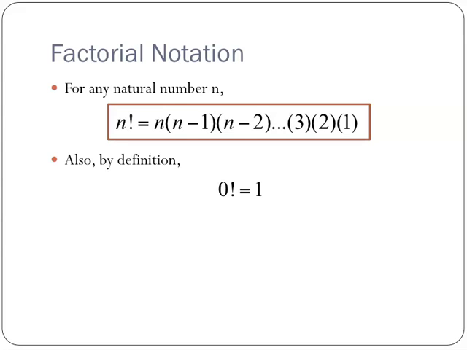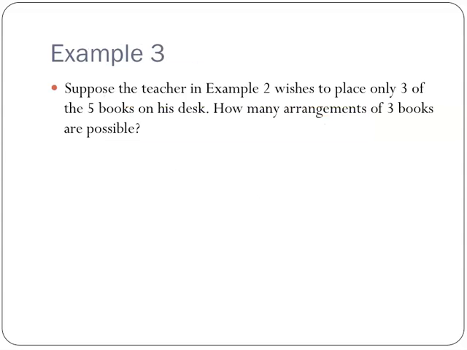All right, take a look at example 3. Suppose the teacher in example 2 wishes to place only 3 of the 5 books on his desk. How many arrangements of 3 books are possible? All right, so we're only putting 3 books down. So I'm going to have 3 spaces here. Now I'm still choosing from the 5 books, so I'm going to start off with 5. And then after the 5 books, I only have 4 books left and 3 books. And then the other 2 are just simply not going to be arranged on the desk. So 5 times 4 times 3, that's equal to 60.